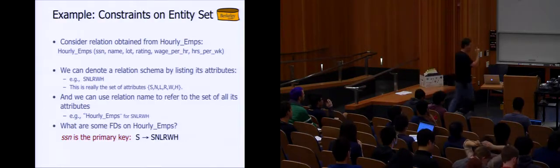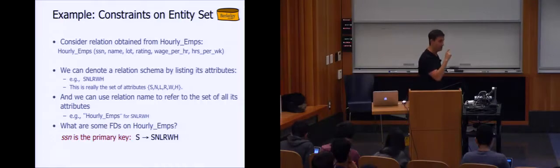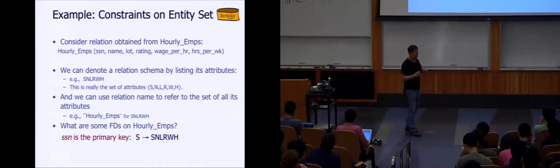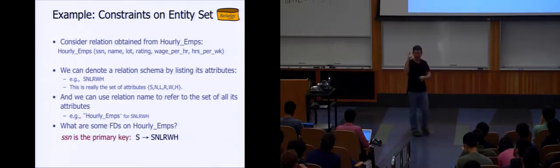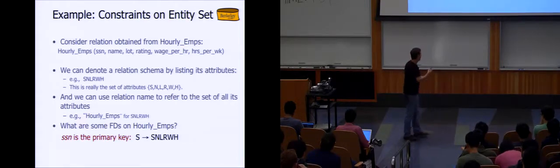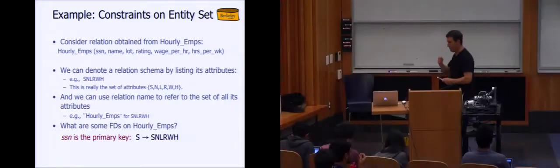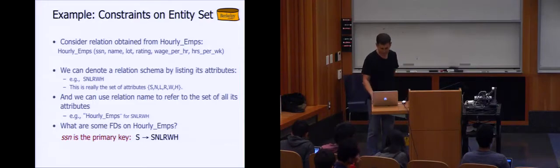This is all pure relational model, so no duplicates. There can't be duplicate rows. Moreover, S is a primary key. So if you match on all attributes, there's only one tuple. You can't actually match on all attributes; you are the same tuple then. But S determines SNLRWH means that if you have S, you have all the attributes determined.